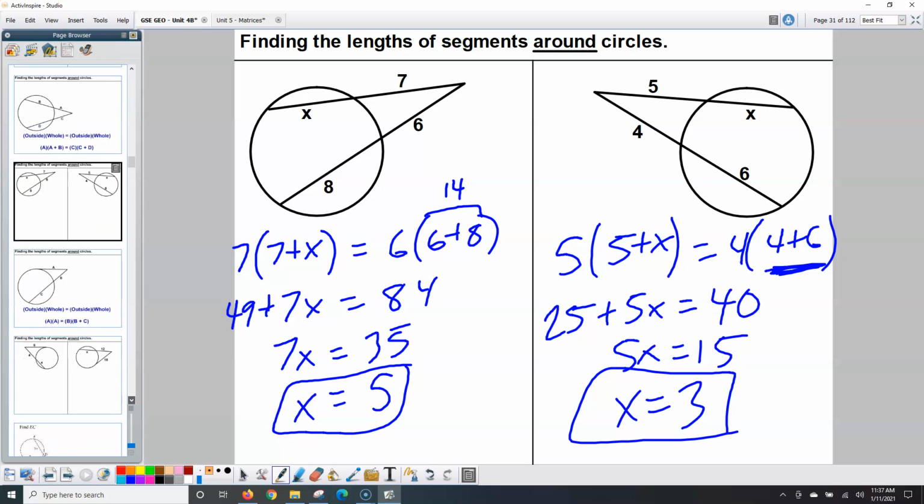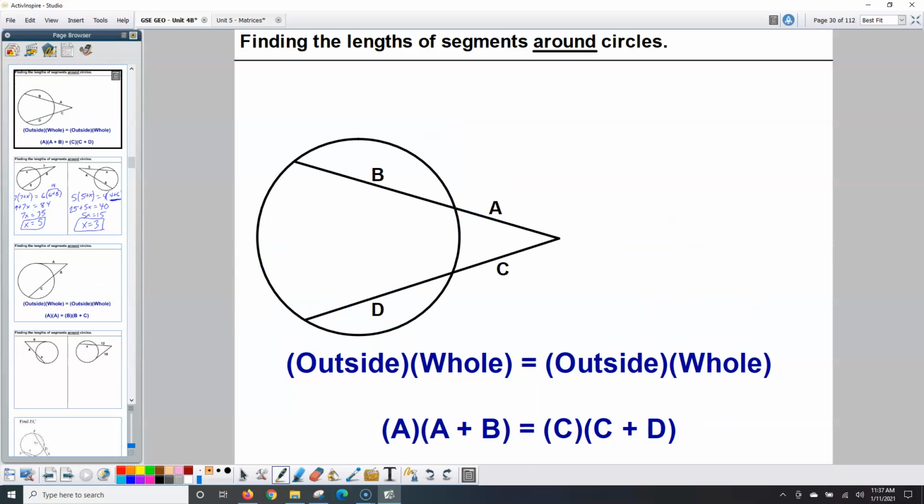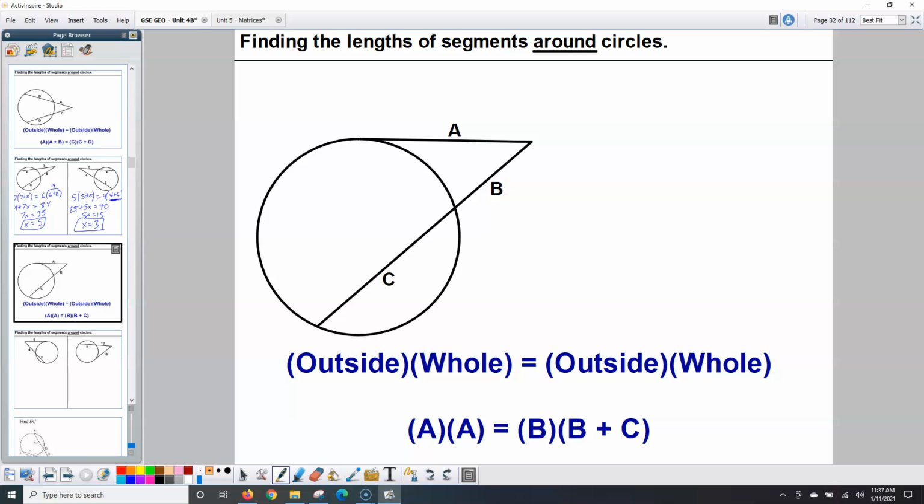Okay, let's try another one. So same rule here. Notice it's outside the circle. So all of these were outside the circle. This one's still outside the circle. It looks funny, but it's the same rule. It's outside times whole equals outside times whole. It looks funny because that A is a tangent line. It's only touching the circle one time. So when I say outside, the outside part is A, but the whole thing is A as well. So outside times whole equals outside times whole.